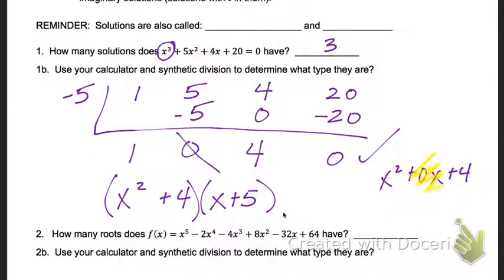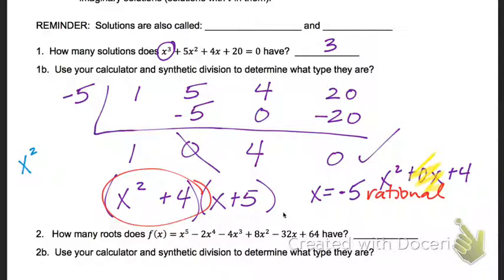Solving for the solutions, we have 1 at x equals -5. That's my rational solution. How would I figure out what these solutions are? So, I set this equation equal to 0. X squared plus 4 equals 0. How do I solve that? What do I do first? -4. I square root both sides.